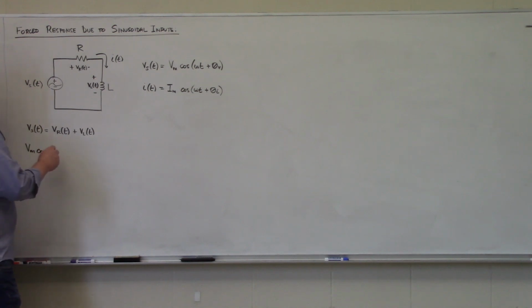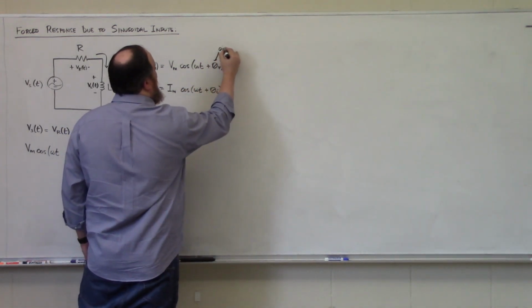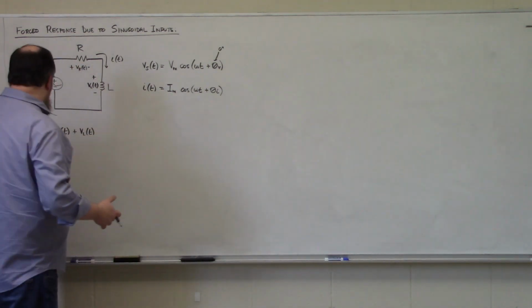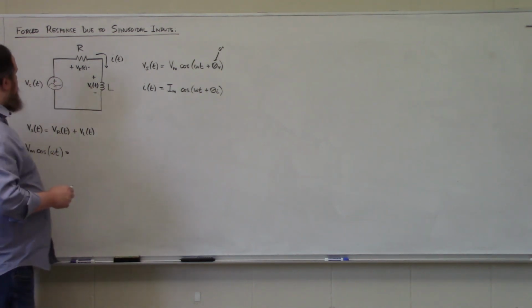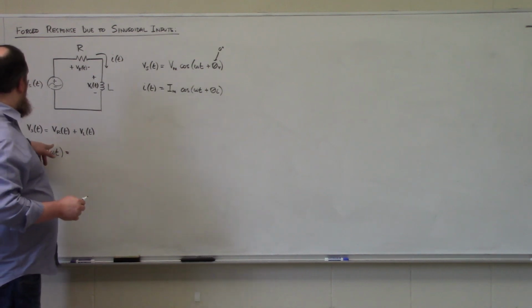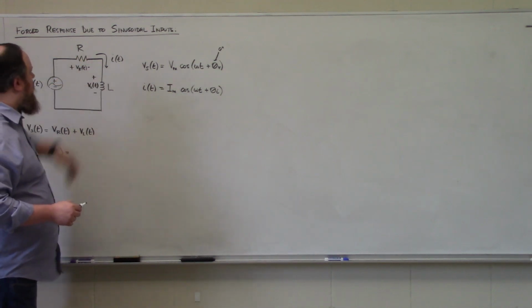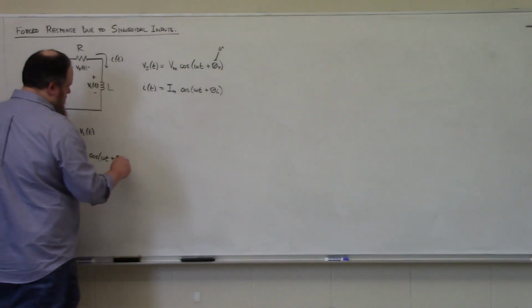And so what I have then is Vm cosine omega t. And to make our math easier, we're going to work under the assumption that this is 0 degrees for now. It's just going to make the bookkeeping a little bit easier. So Vm cosine omega t will be equal to, according to Ohm's law, if I of t is of this form, then Vr of t should just be R times Im cosine omega t plus theta I.